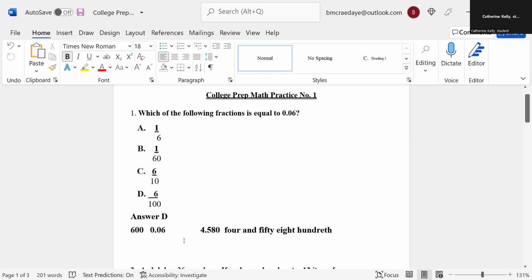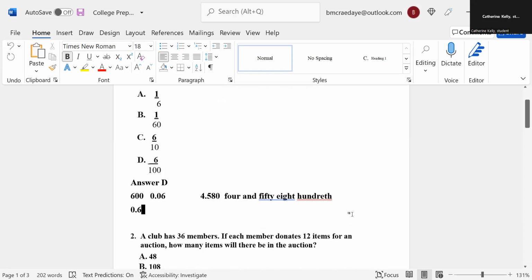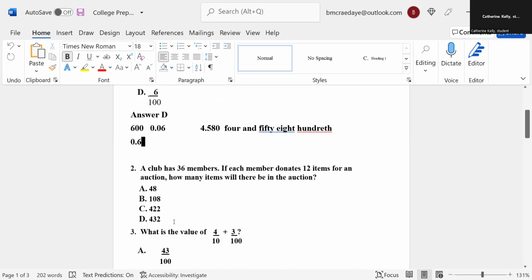Okay. Got it? Yes. Now, 6 over 10. How would I write that as a decimal? 0.6. That's it. Very good, Catherine. Questions? Not yet. Okay, so you had this one correct, but I want to make sure you understand the place value. Now let's go to number 2.